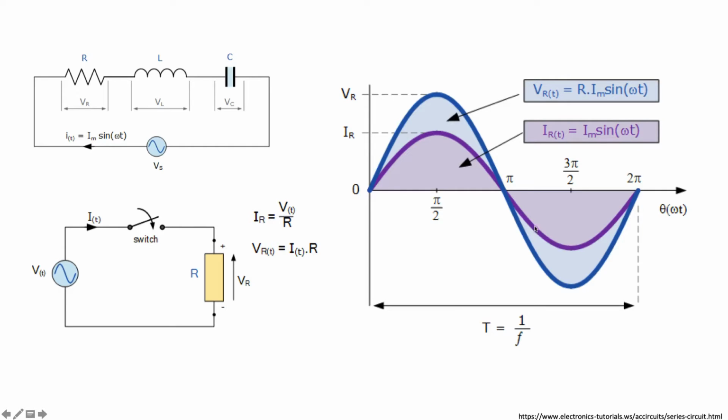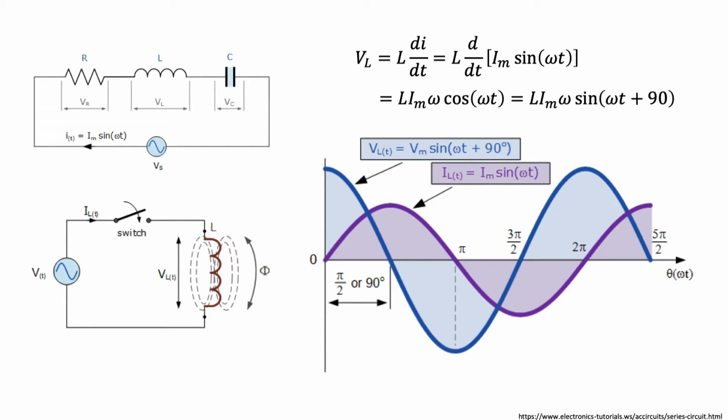The voltage across the resistor, represented by the blue curve, should have the same phase as the current. In other words, if the phase of the current is 0 degrees, then the phase of the resistor voltage is also 0 degrees. We know this because as the current increases, the resistor voltage also increases at the same time.